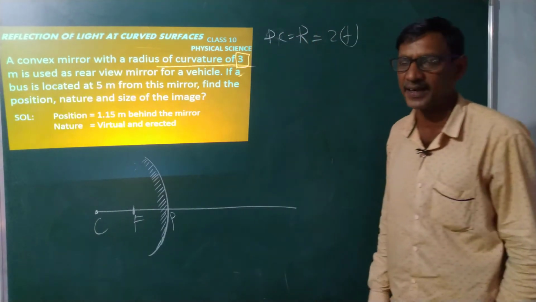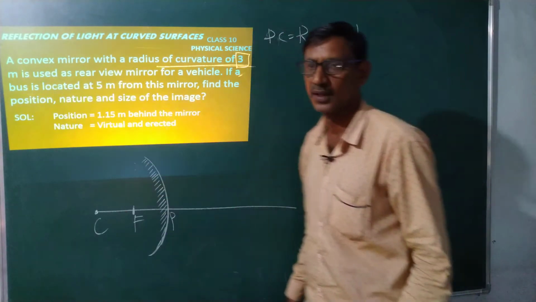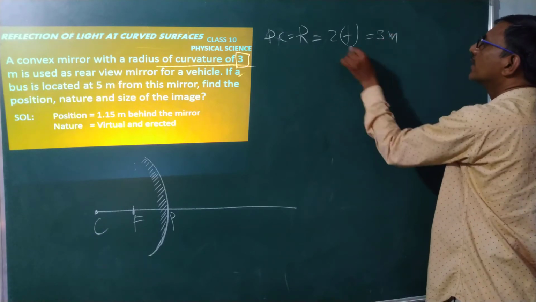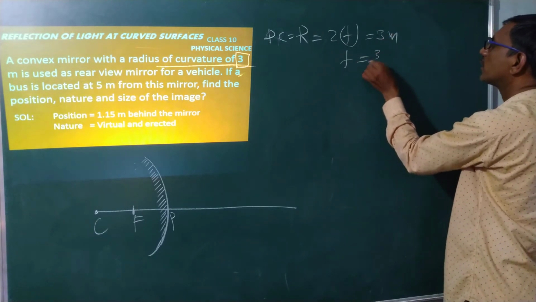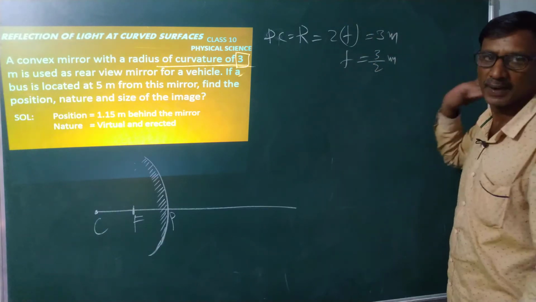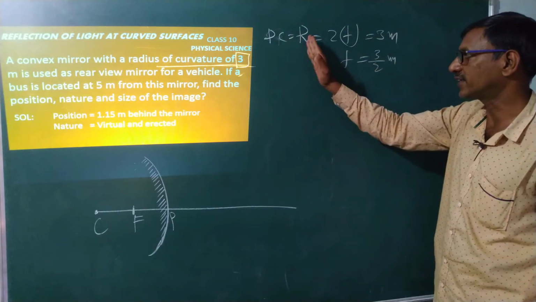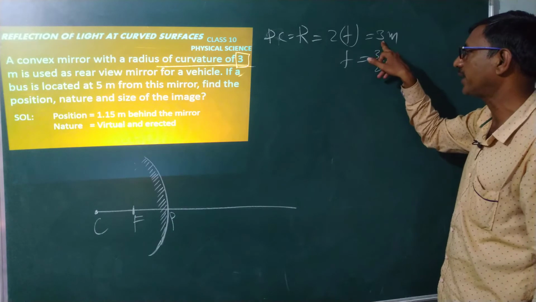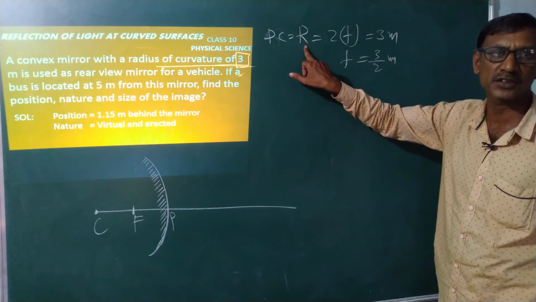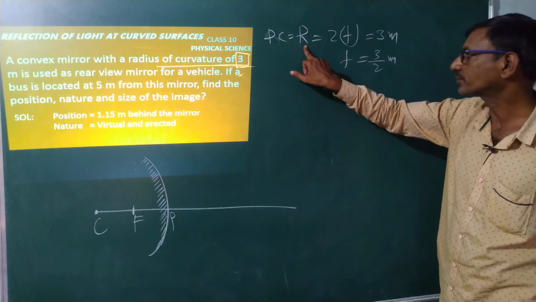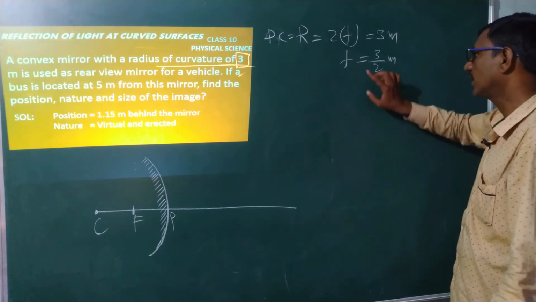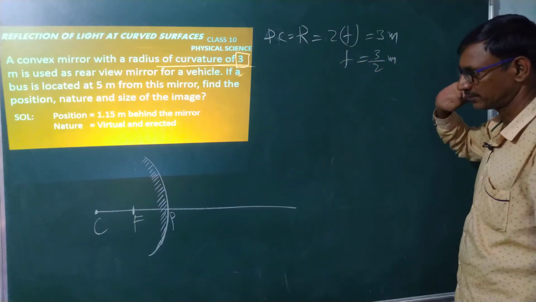And here the radius of curvature is given as 3 meters. So R equals 3 meters. Therefore F equals 3 by 2 meters. Am I clear? R is equal to 3 meters. R can also be written as 2 times the focal length because F is the midpoint. Okay, clear? Then F is equal to 3 by 2.